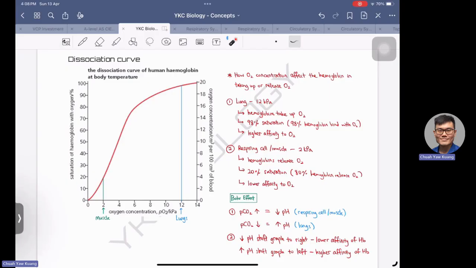When the partial pressure of carbon dioxide is increasing, it is going to lower the pH. And this normally occurs in the peripheral tissues, like the muscle. So this decrease in the pH is going to lower the affinity of the hemoglobin for the oxygen, and thus cause more oxygen to be released. And as a result, it is going to shift the graph to the right side.